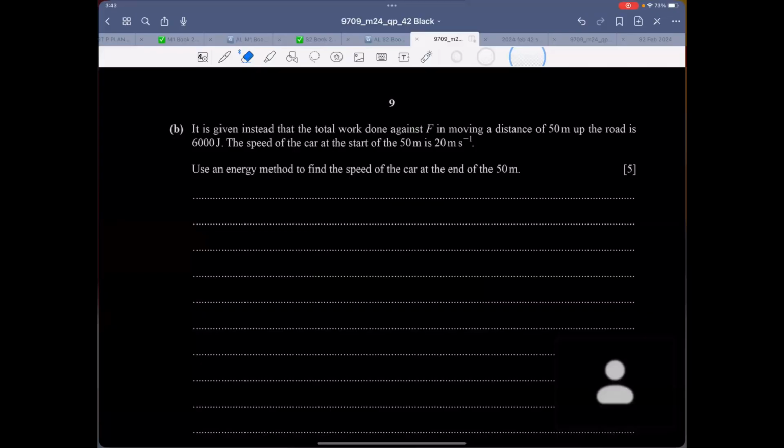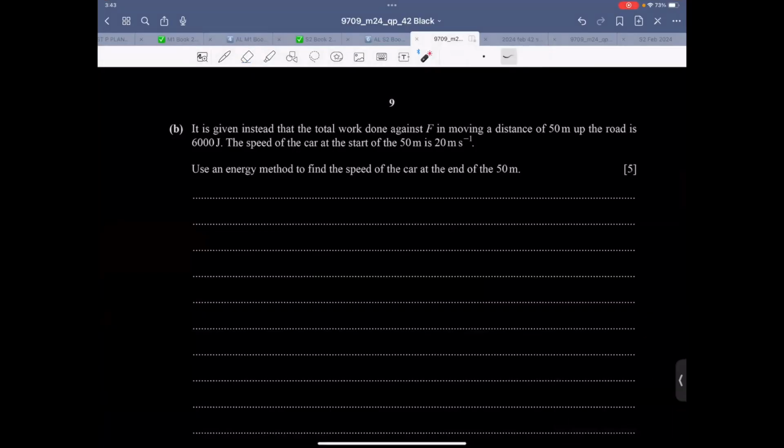Now let's look at this part. The question says it is given instead that the total work done against F in moving a distance of 50 meters up the road is 6,000 joules. The speed of the car at the start is 20 meters per second. Use energy method, find the speed of the car at the end of 50 meters.